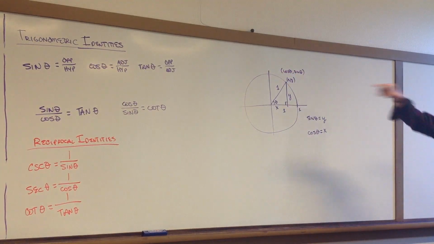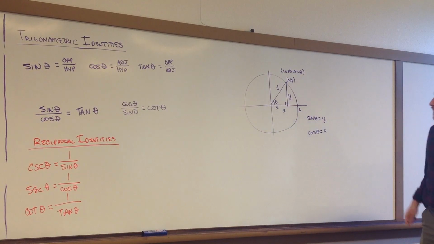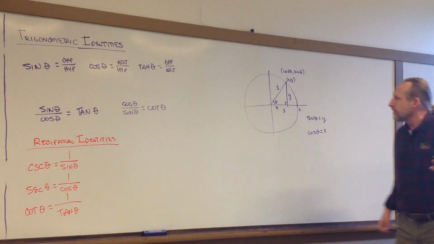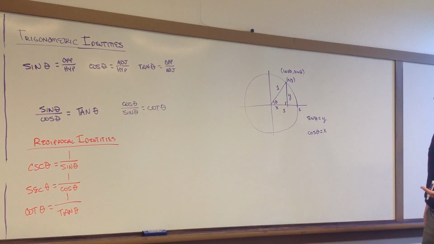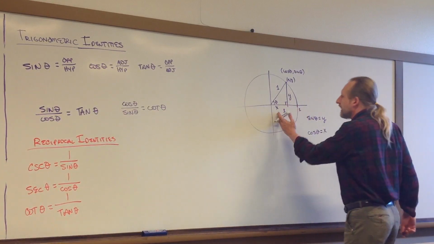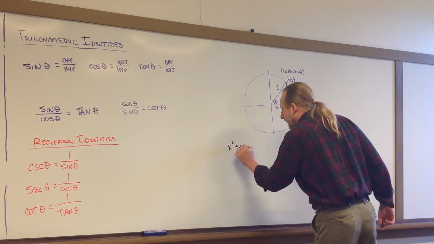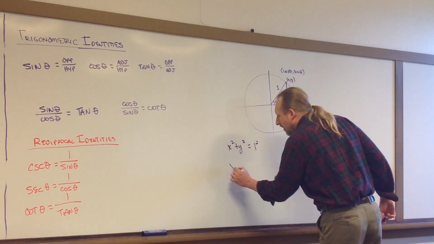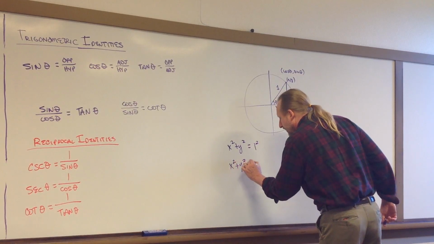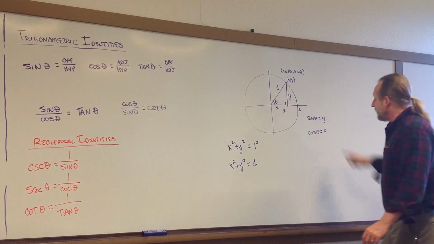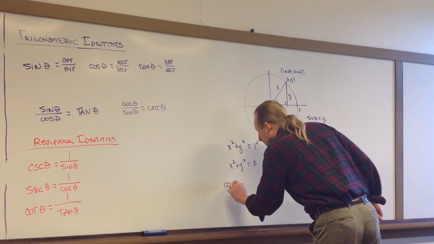Now, because this is a right triangle, it supports the Pythagorean theorem, where x squared plus y squared equals 1 squared. And again, this is in the textbook as well. x squared plus y squared equals 1. Well, we know that x is the cosine and y is the sine.